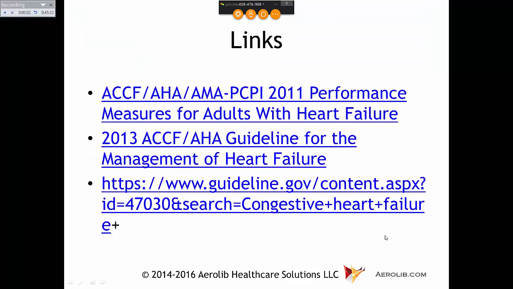Now, links have been provided at the end of the presentation, and these go to ACC and Medicare and guidelines.gov. But to summarize, it's just important to have the documentation right for all the reasons that we discussed.